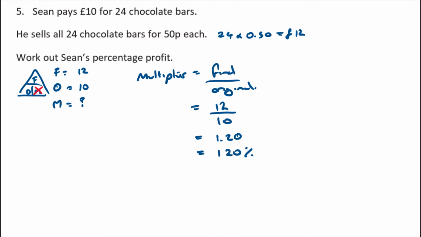Now remember, we want to work out percentage profit. So when you're working these things out, you always start with 100%, don't you? We started with 100% of the cost of the chocolate bars, and now they've risen to 120%. So the percentage profit is the difference between 100 and 120%. So basically it's that there, isn't it? It's that 20%. So it's 20% more than 100%, so it's 20% profit.